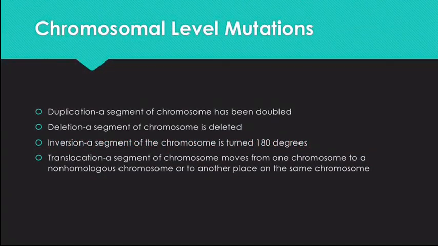There are 4 kinds of chromosomal level mutations. There is duplication, a segment of chromosome that has been doubled; deletion, a segment of chromosome is deleted; inversion, a segment of the chromosome is turned 180 degrees; and translocation. A segment of chromosome moves from one chromosome to a non-homologous chromosome or to another place on the same chromosome.